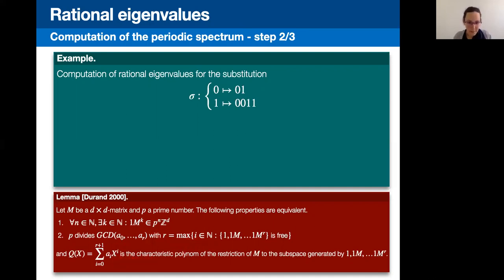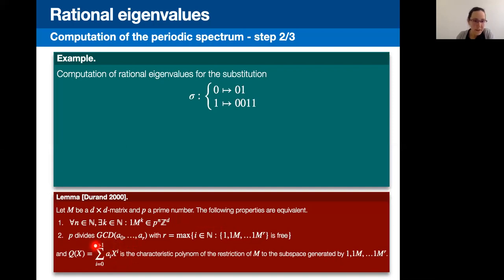So the aim is the following. We will just compute this sequence of vectors. So we have 1 times M to the n and so on. And we stop when this family is not free, and we take the maximal exponent for which this family is free. Then we compute the restriction of the matrix M to this subspace, and we take the characteristic polynomial of this matrix. And P should divide the GCD of all these coefficients.